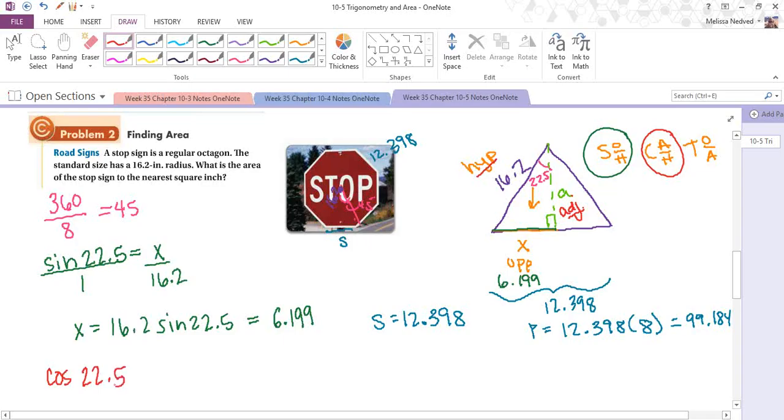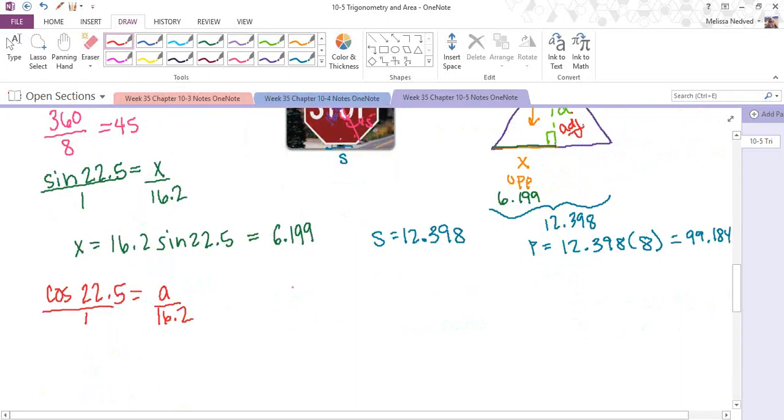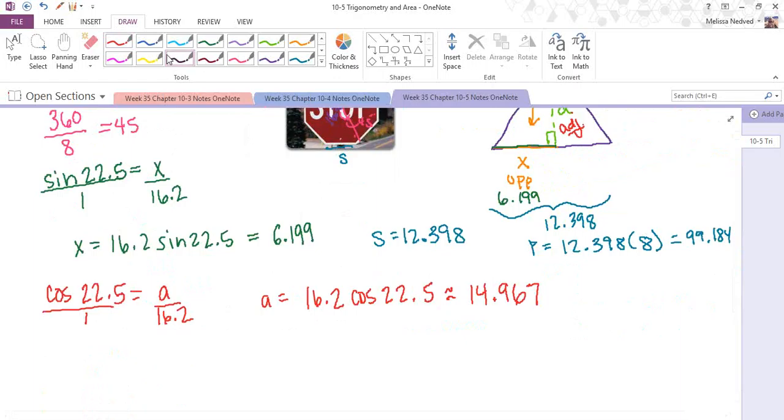Cosine of my angle, 22.5, is equal to my adjacent side, which is just A, over my hypotenuse, which is 16.2. And just like we did in the previous step, we're going to cross multiply. A, or our apothem, is equal to 16.2 times, oops, not sine, but cosine of 22.5. And when you put that in your calculator and you round to 3 decimal places, you get about 14.967.